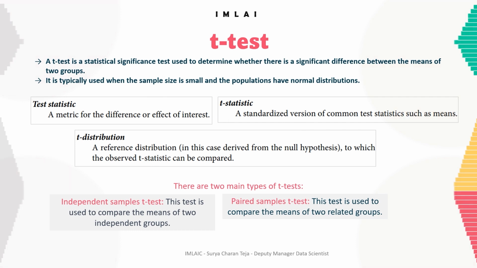So the t-test works by calculating a t-value, which represents the difference between the means of the two groups relative to the variability within each group. The t-value is then compared to a critical value from a t-distribution based on the degrees of freedom and the desired level of significance. If the t-value exceeds the critical value, the difference between the means is considered statistically significant at the chosen level of significance.